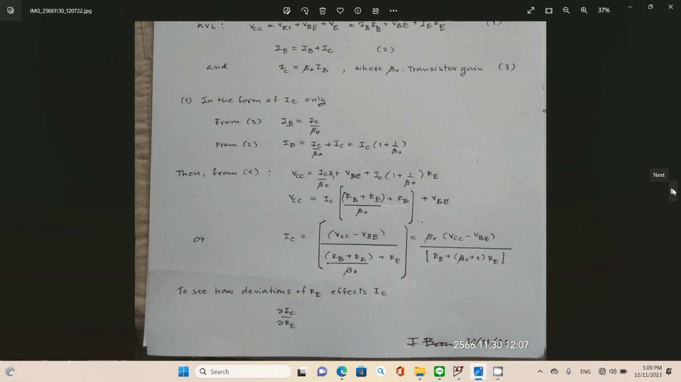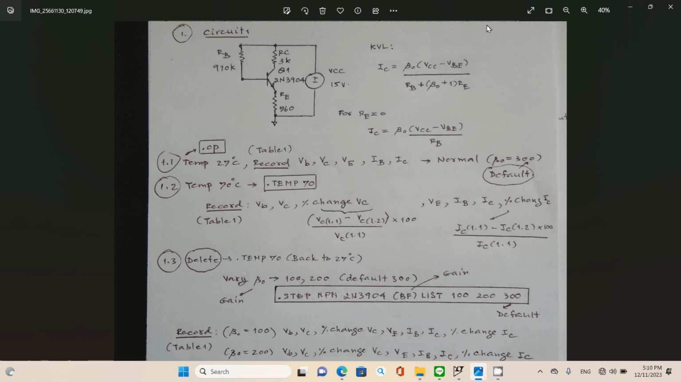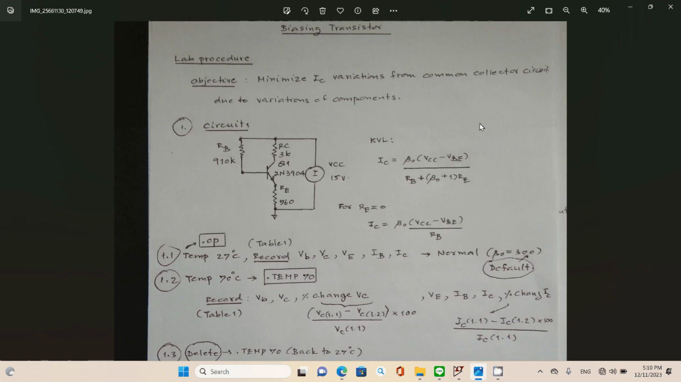The purpose of the lab is to show you there are different types of circuits, but the main point is that we want IC as stable as it can be. That's why we're going to work on two circuits. The first one is the original circuit. You already have IC equal to beta 0 times VCC minus VBE over RB, in the case where RE is equal to 0.